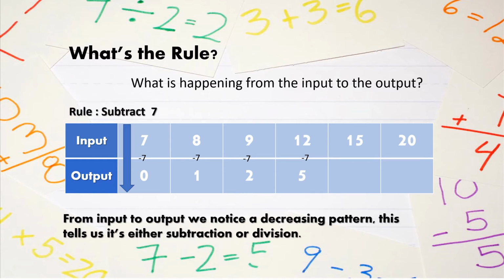It's going to be subtract 7 from each input to get our output. So if I were to subtract 7 from 15, I would get 8. And if I were to subtract 7 from 20, I would get 13.